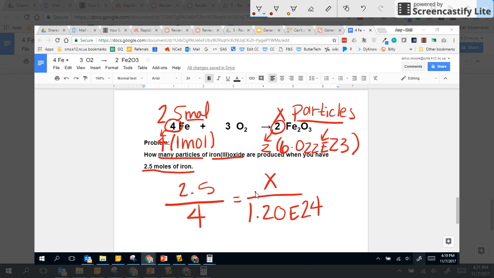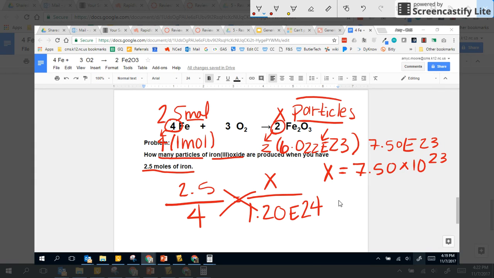So next step would be to cross multiply. So I'd end up with 2.5 times 1.20 E24 equals 3E24 divided by 4. And we end up with X equaling 7.50 times 10 to the 23. On my calculator, this looked like E, right? So I saw 7.50 23 on my calculator, but it means this.